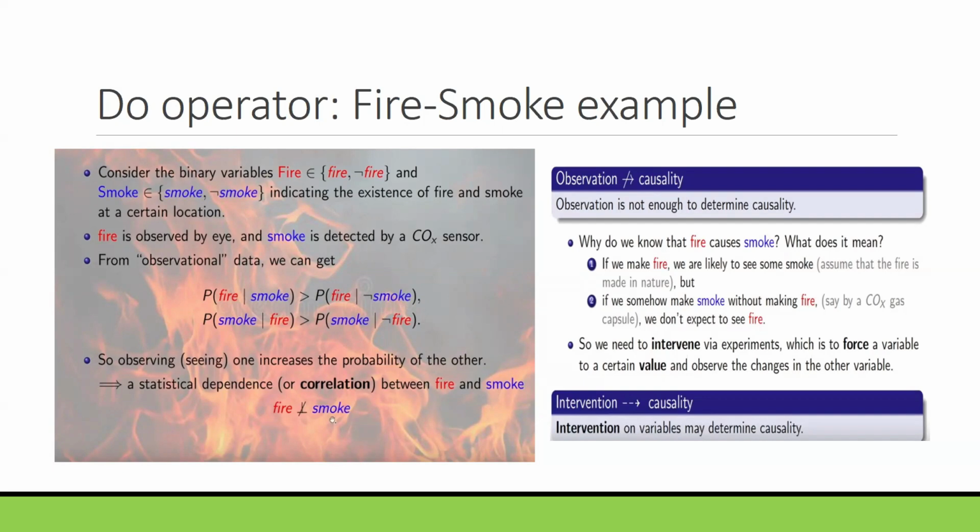When we make a fire, remember, the word make is about do. When we make a fire, we are likely to see smoke. The assumption we have is, let's say that the fire is in nature. We may do smoke sometimes without making fire. For example, we may create some smoke by releasing some gas capsule from the sensor. But we shouldn't really expect the fire. So we need to intervene via experiment, which is to force a variable to a certain value and observe the change in the outcome variable. Therefore, intervention is necessary here to understand causality.